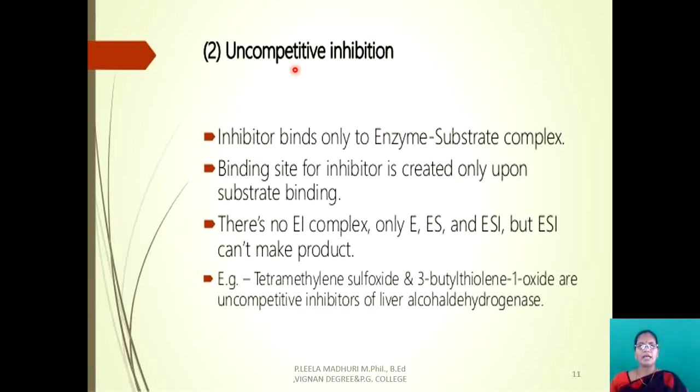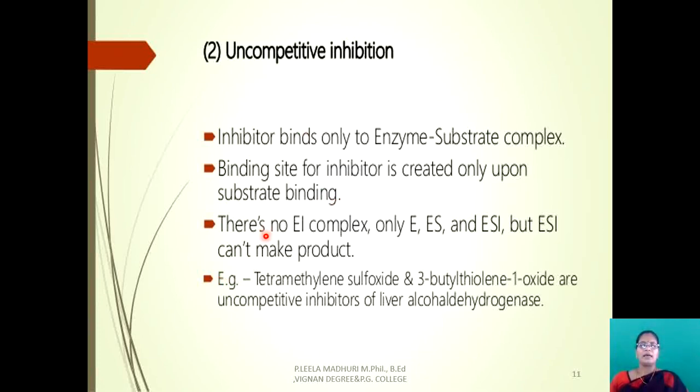But in uncompetitive inhibition, the inhibitor goes and binds to the already formed enzyme-substrate complex. As a result, an ESI complex will be formed. The binding site for the inhibitor is created only upon substrate binding. So why does the inhibitor bind to the ES complex only? Once the substrate is bound to the enzyme, then only the binding site will be generated for the inhibitor in the case of an uncompetitive inhibitor.